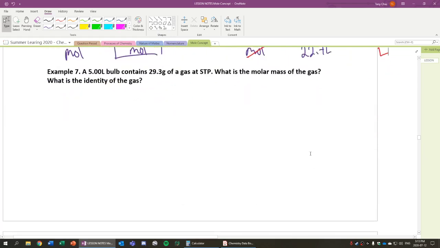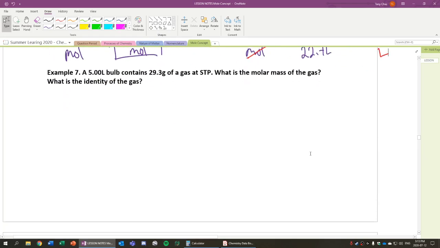So let's finish up our last few questions and then we're finished for this lesson, okay? So in this one, we have a 5-liter bulb that contains 29.3 grams of gas at STP. What is the molar mass of this gas? What is the identity of this gas? Okay. So this question here, we want to solve for the identity of this gas, or what do you think it will be? So we know that molar mass has this equation. It is grams per mole.